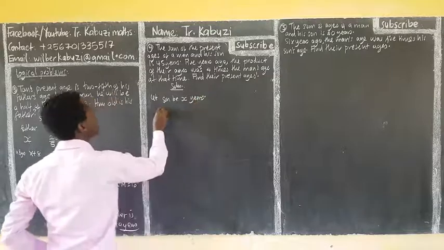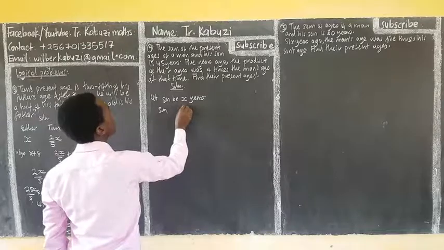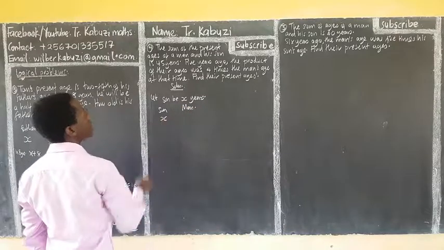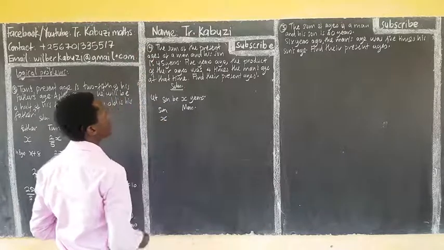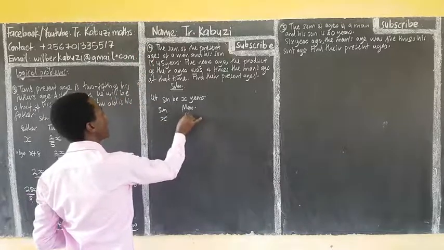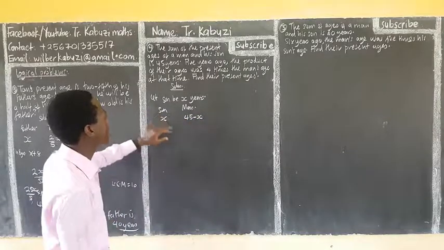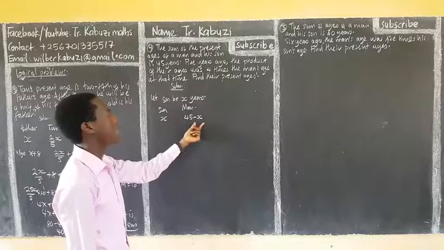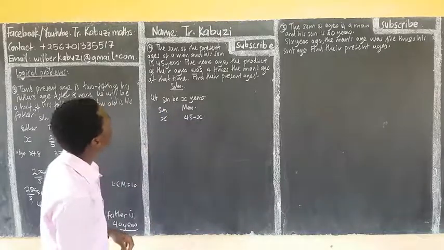So if we have the son here, and then the father, the man here, if the son is x, it means that the sum of their ages is 45. So if the son is x, the balance is going to be for this man. That's why I'm subtracting x. If this is x, the balance of this man is going to be 45 minus x, because when you add these two, the answer is 45.